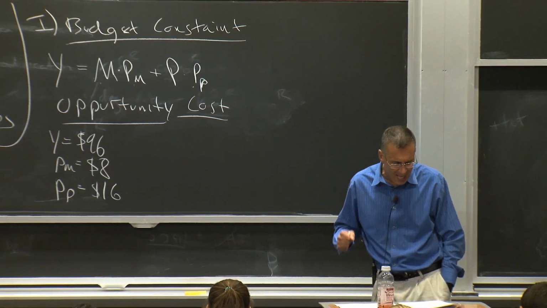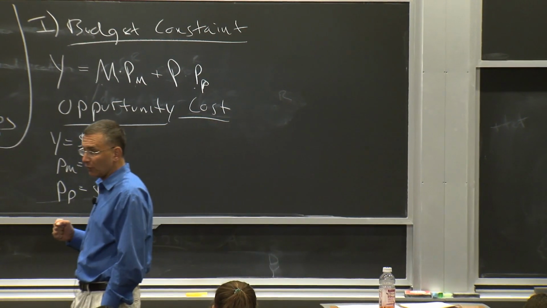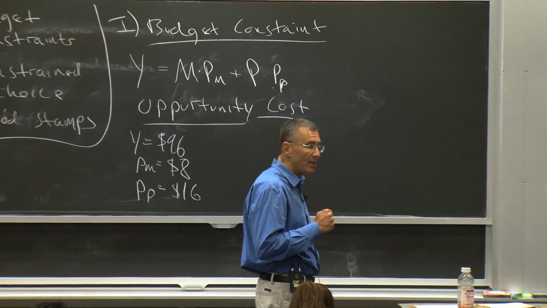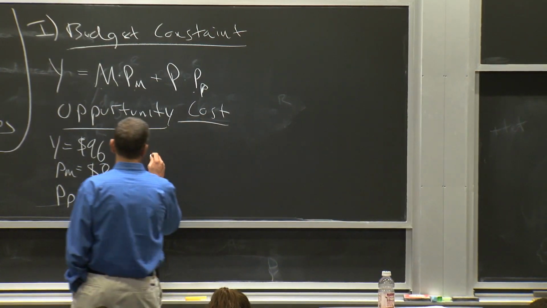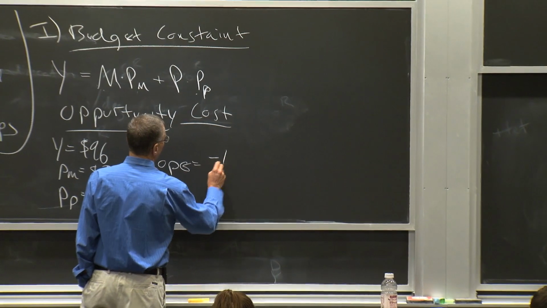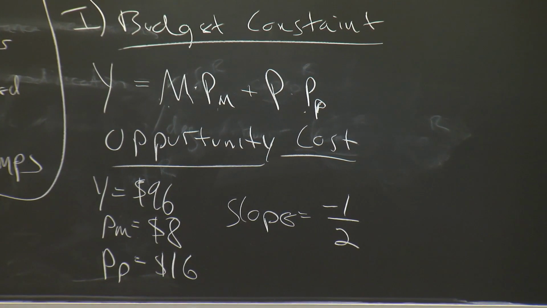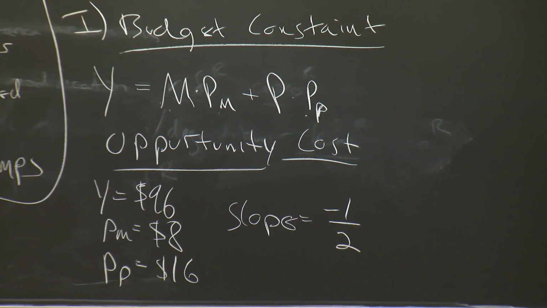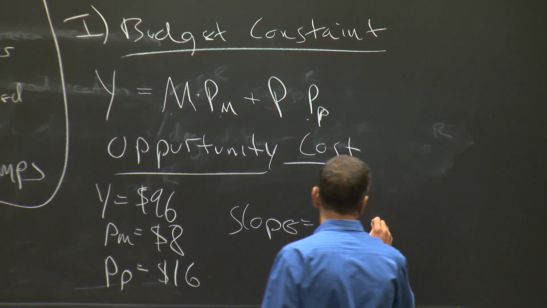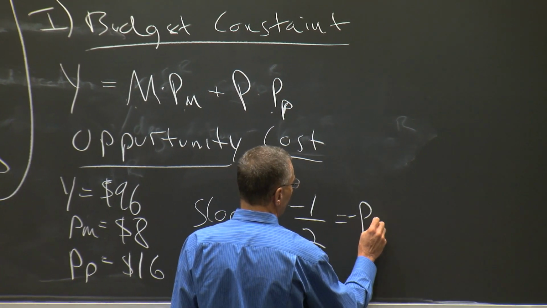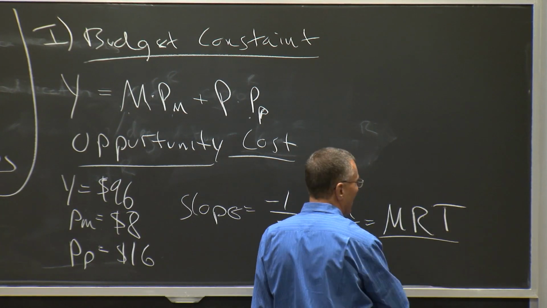And the key point is that for every pizza you buy, you get 2 fewer movies. And that leads to the slope of the budget constraint of -0.5. Or for every movie you buy, you get a half less of a pizza. And we're going to call this ratio, which is minus the price of movies over the price of pizza, the marginal rate of transformation.